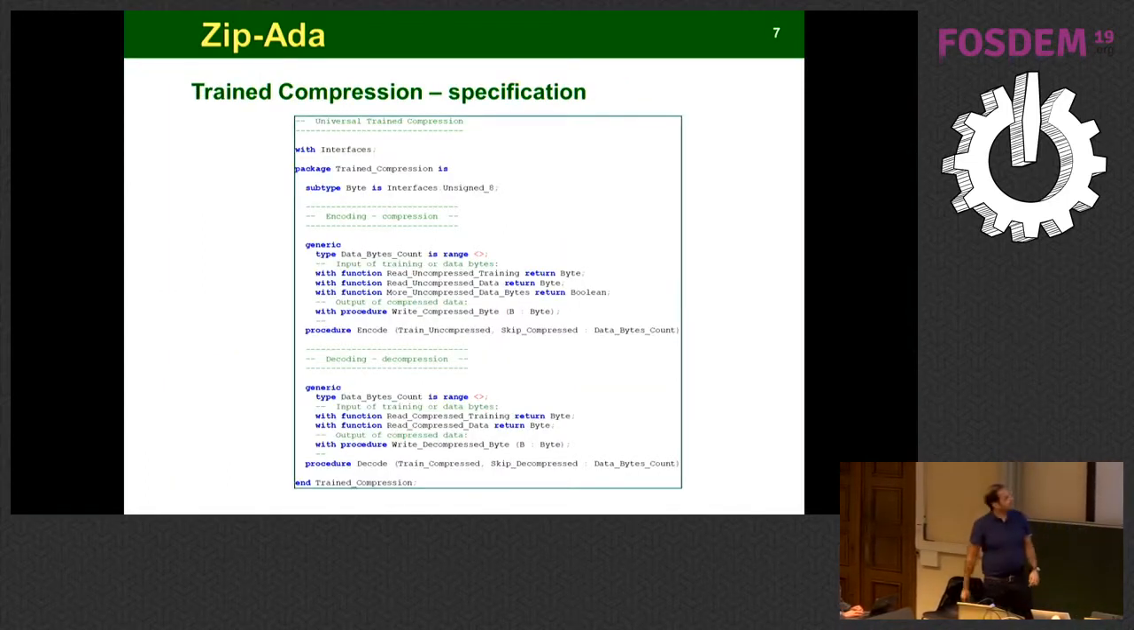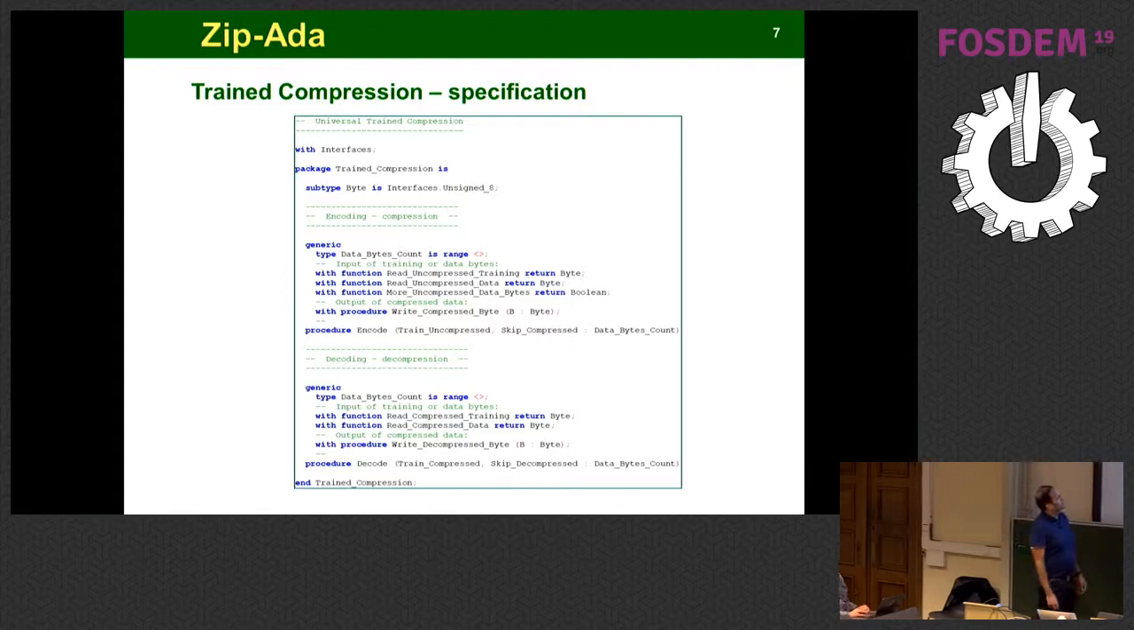So here is the Ada specification of this train compression. I didn't do any fancy object-oriented thing. It's only with generics. It's very simple. You have only a function which gives bytes, and a procedure which writes bytes out each time. But the difference to similar things is that you have two inputs. You have the training input and the data input.